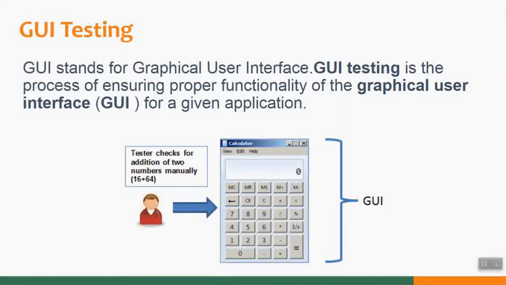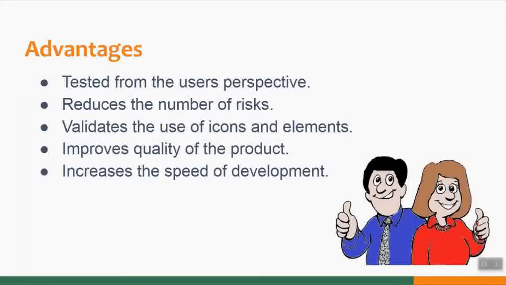Now let's discuss its advantages. During this test, the SQA engineer must think like the end users. That's why it gives the opportunity to test the application from the user perspective. It also reduces the number of risks towards the end of the development lifecycle. One of the major advantages of GUI test is it validates the proper functionality of all the visual graphical elements. And finally, when an application passes the GUI test, then there is no doubt about its quality.